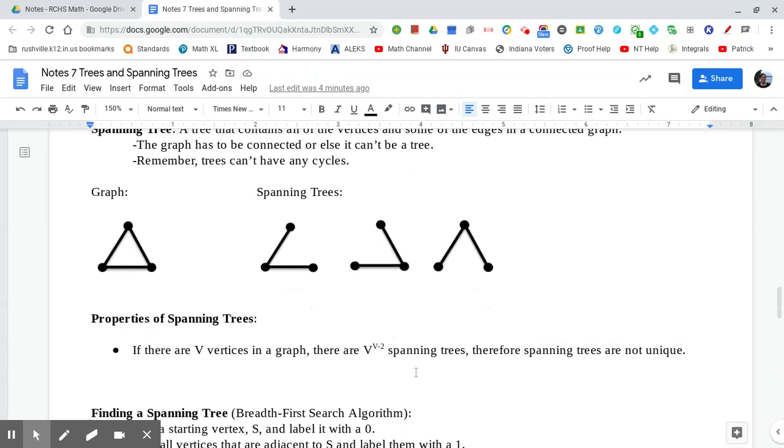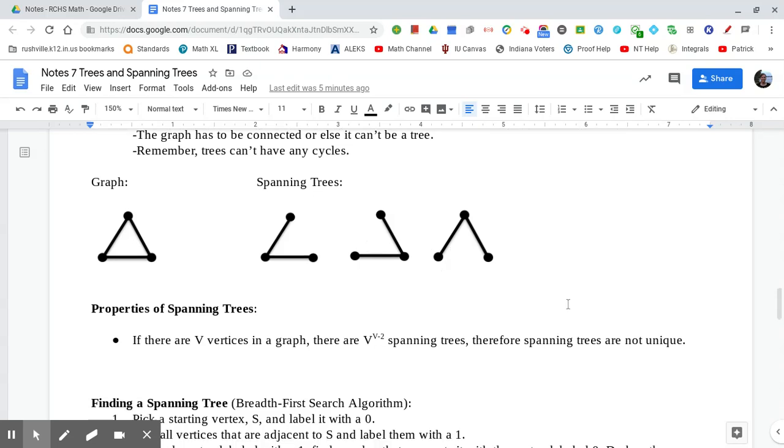All right, so properties of spanning trees. If there are V vertices in the graph, then there are V to the V minus 2 spanning trees. All right, that means if you're asked to find a spanning tree, it's not unique. Which means that if you look at an answer key, my answer key might be a little bit different than your answer key because you might have found a different spanning tree, and that is okay. All right, so for this graph up here, there are three vertices. So 3 to the 3 minus 2, well, 3 minus 2 is 1, 3 to the first power is 3. That's why there are three spanning trees.